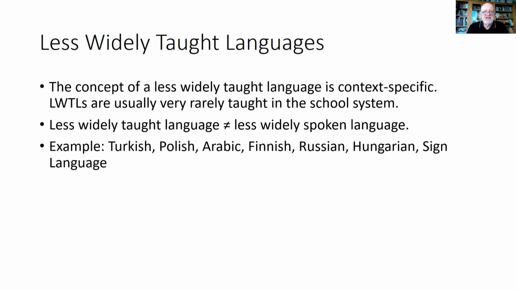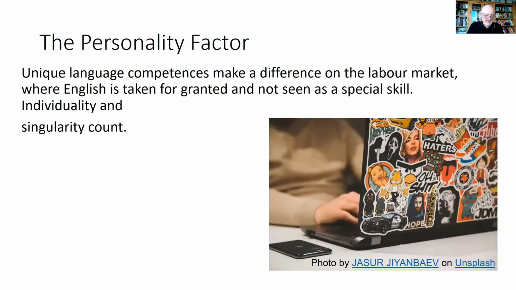Because Chinese, Turkish, Polish, Arabic, they are widely spoken languages, widely used languages, but they're not taught in the school system. Therefore, in my view, they are the less widely taught languages we're talking about. Now, here's one important point, or part of the rationale of teaching those languages in higher education.